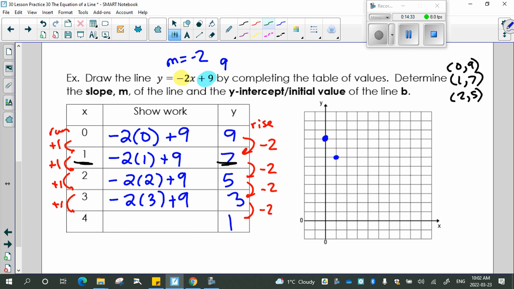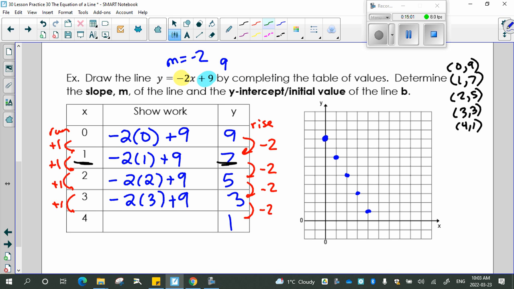Up 5. 1, 2, 3, 4, 5. Next one we're plotting is 3, 3. So we go 3 to the right and up 3. And then our last one is 4, 1. So we go 4 to the right and up 1.